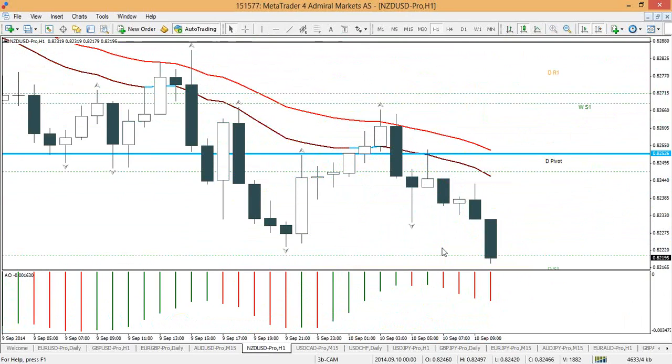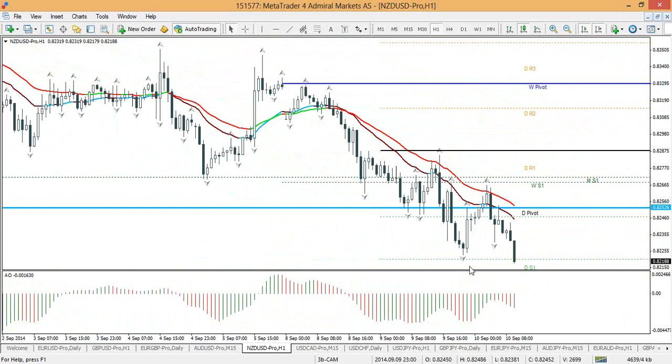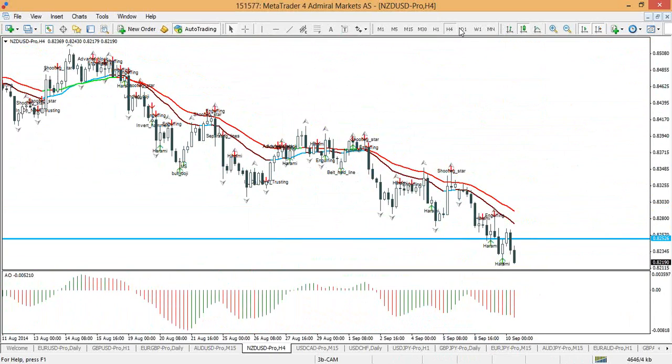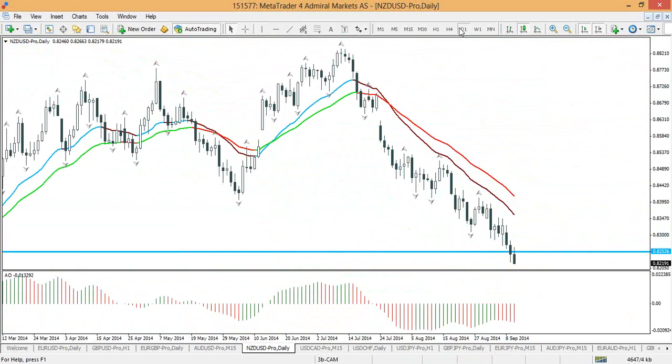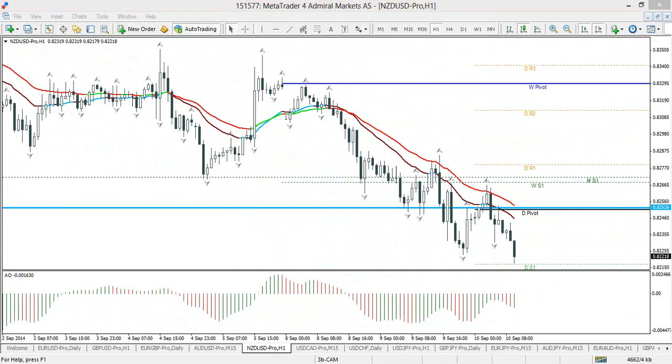Let's see if there's anything else. Kiwi is breaking lower as well. It had some rough up and down yesterday. It's put in a big downtrend. It's accelerating from the moving averages as well.